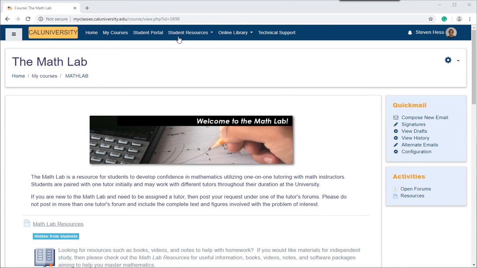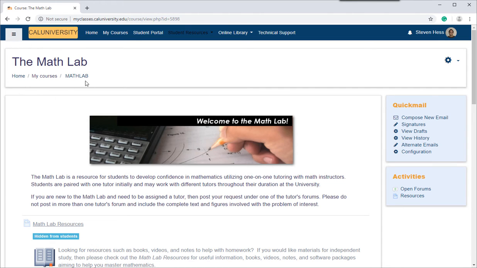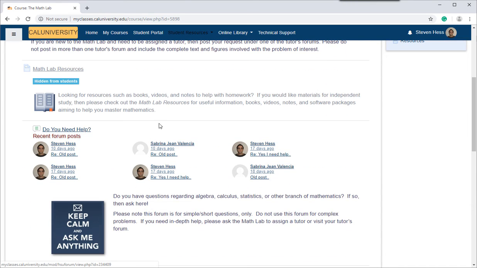To get to the MathLab, you click on Student Resources and MathLab. That will take you to this page. When you get to this page, you're going to find the usual sort of thing. There's a greeting and a form in which a student can ask for help.